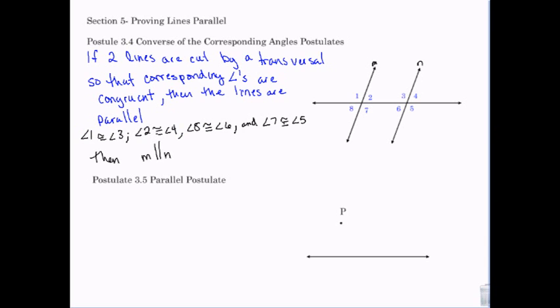So what this tells us is that all four sets of corresponding angles need to be congruent. And remember, the corresponding angles are the angles in the same position between the two lines.